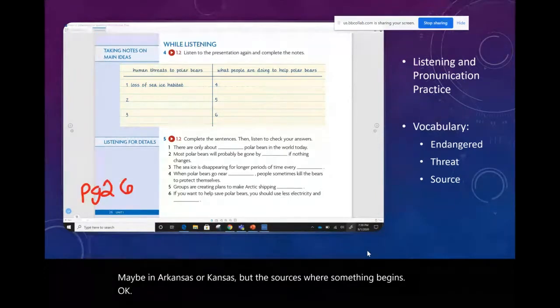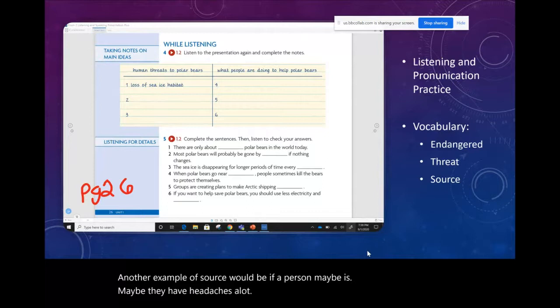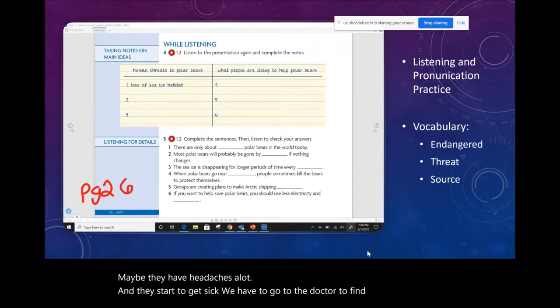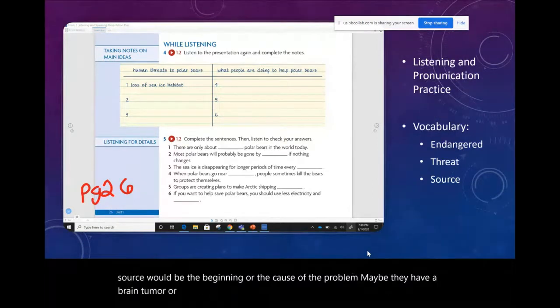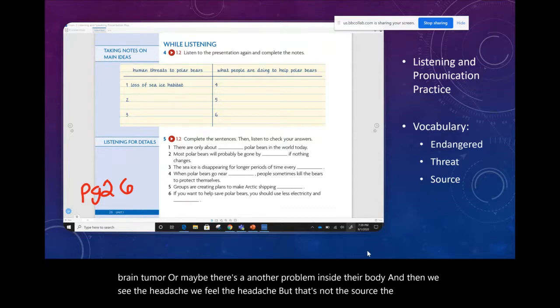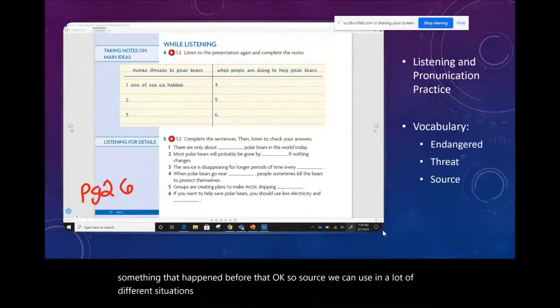Another example of source would be if a person has headaches a lot and they start to get sick. We have to go to the doctor to find the source. The source would be the beginning or the cause of the problem. Maybe they have a brain tumor, or maybe there's another problem inside their body, and then we see the headache, we feel the headache, but that's not the source. The source is something that happened before that. Okay, so source we can use in a lot of different situations. It just means where something comes from.